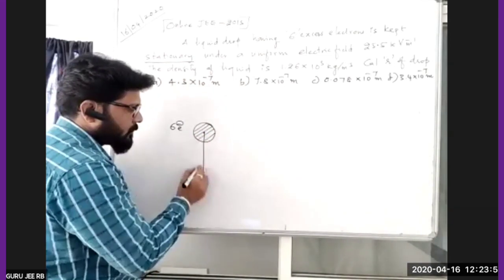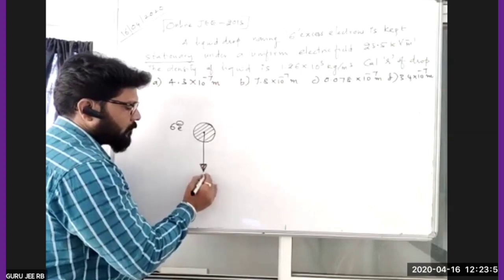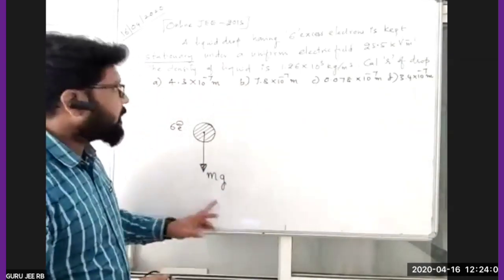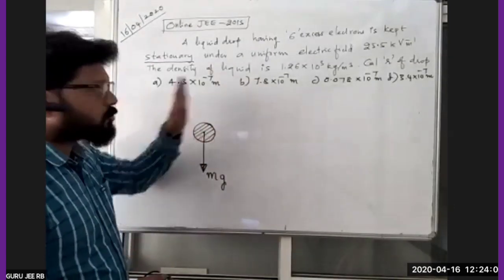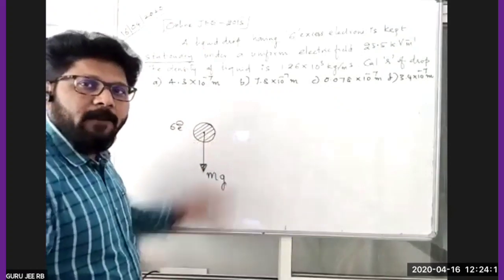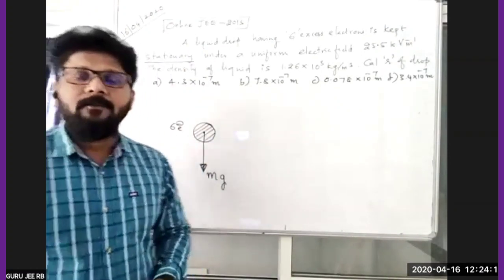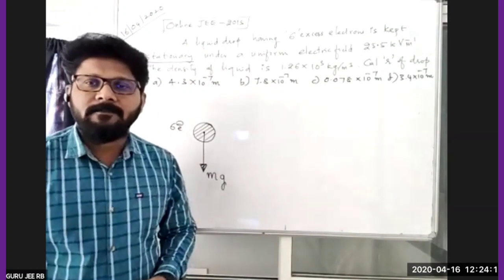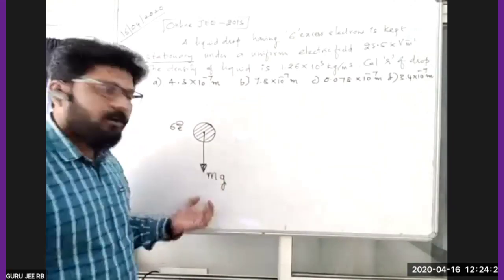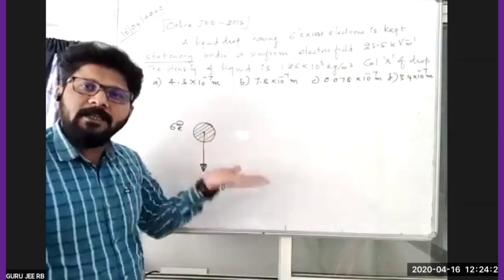Weight, M into G, is acting downwards. Now the electric field has to balance it. That means to make it stationary, should the electric force act upward or downward? Can you tell me? The force should act upward, because downward mg is already acting. Upward, what should act? The electric force.